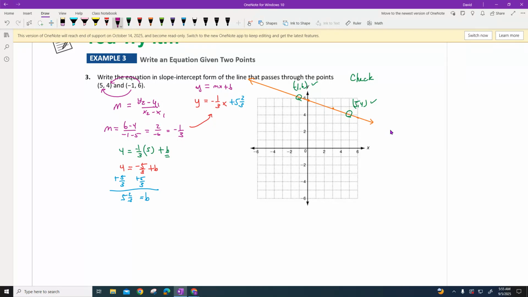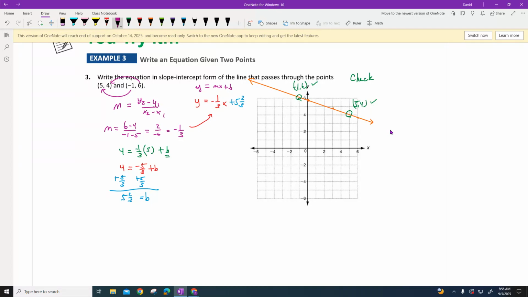I picked one of the coordinates. I picked the one with the positives. So I put the 4 where the y position goes, and I put the 5 where the x position goes. Now I take 5 times -1/3, which is -5/3, plus b equals 4. Added the 5/3 to both sides, and bam, I got 5 2/3. Now we get fractions. So what I did is I just wrote my equation here, but now I'm going to go check. My y-intercept is 5 2/3.